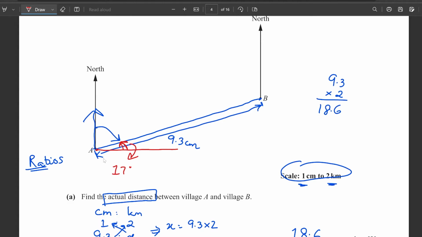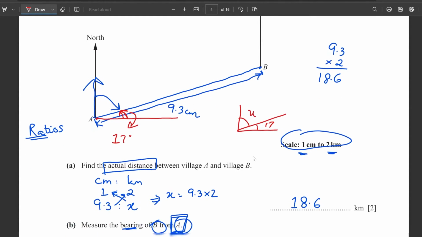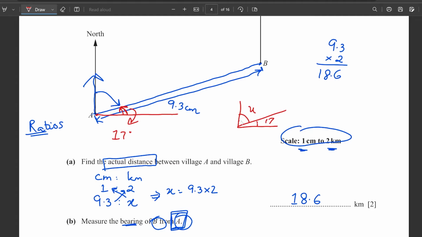So now to find out this angle, you have to realize that this is a 90-degree angle. When you look at it like this, it's a 90-degree angle. So what do you do if this angle is 90 degrees and you have a line like this and this angle is 17 degrees? What do you do to find out this angle? You subtract it from 90, because this entire angle is 90 degrees.